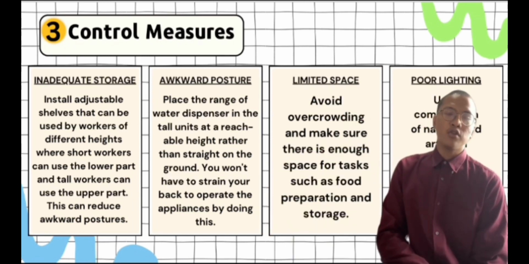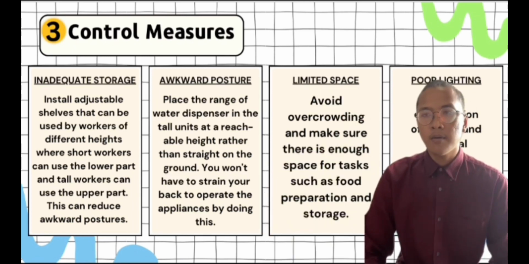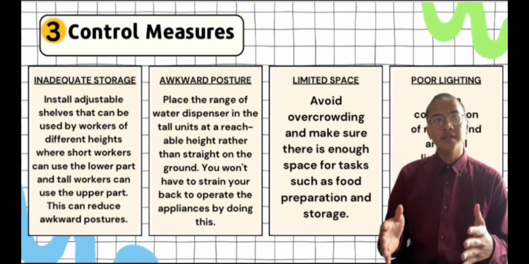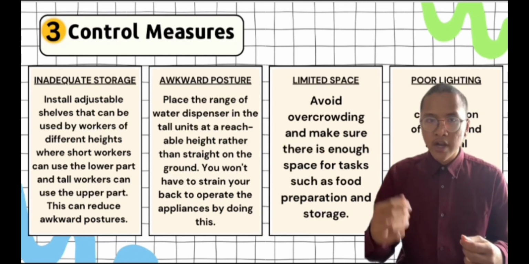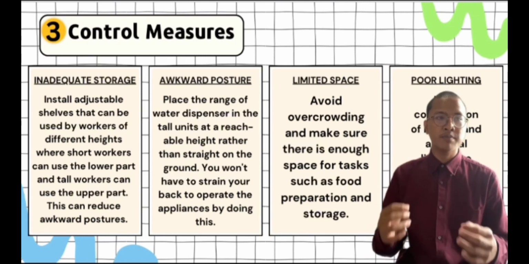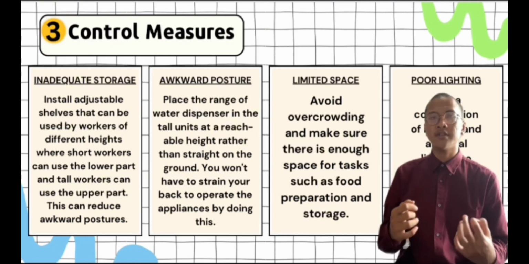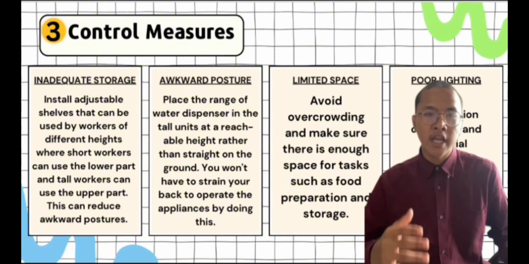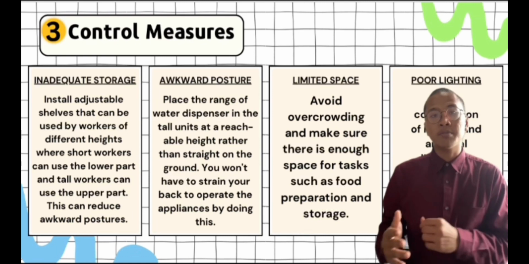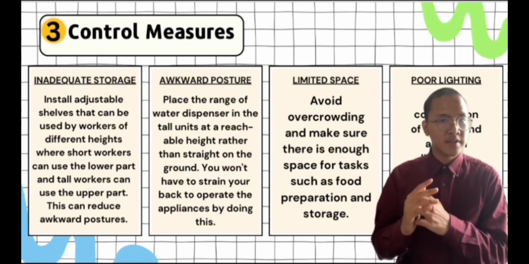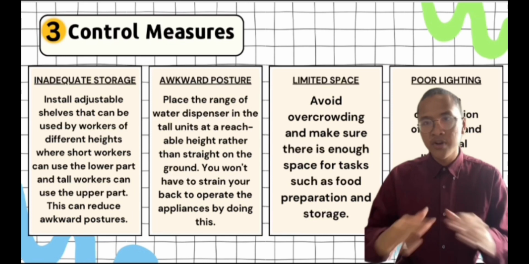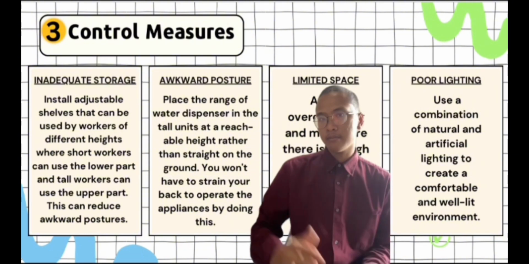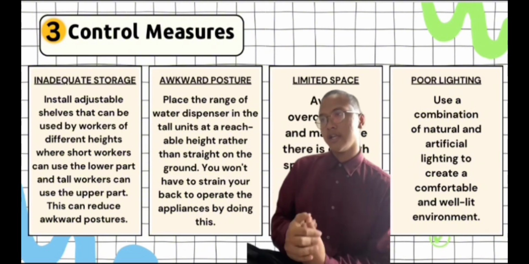The third control measure is for limited space. From what we observed before, the pantry is pretty small. So to combat this, try to avoid overcrowding and make sure there's enough space for tasks such as food preparation and storage. Meaning that the number of people that can use the pantry at one time is only one person, because the pantry is pretty small. And another control measure in our slide here is for poor lighting.